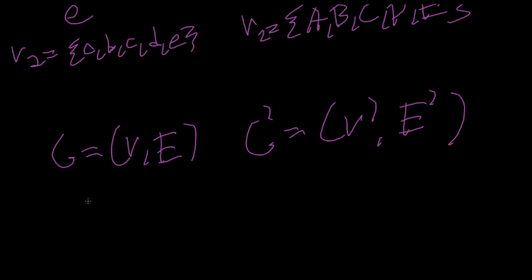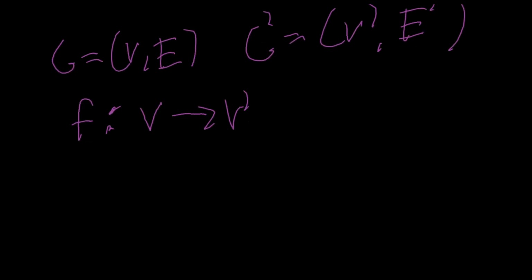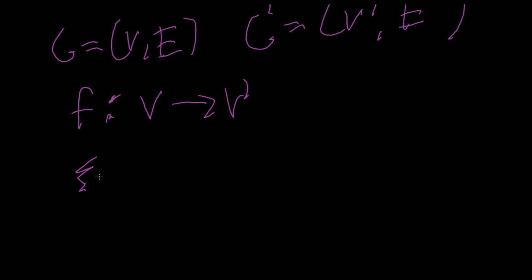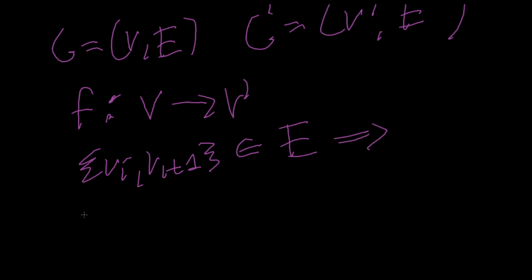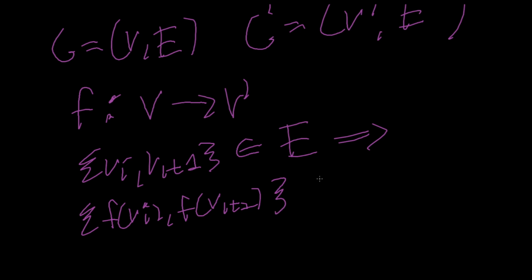bijective function, let's call it f, that maps the vertices in G to the vertices in V prime, such that if Vi and Vi plus 1 is an edge in G, then the set containing f of Vi and f of Vi plus 1 must be an edge in the graph G prime.